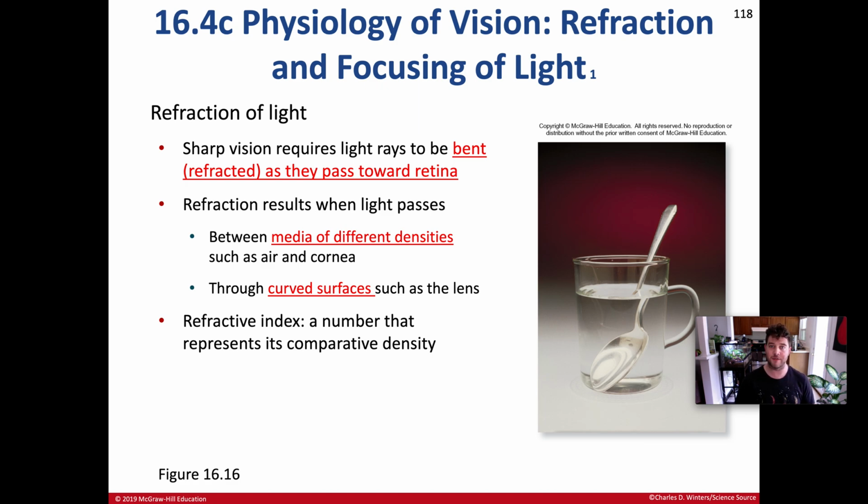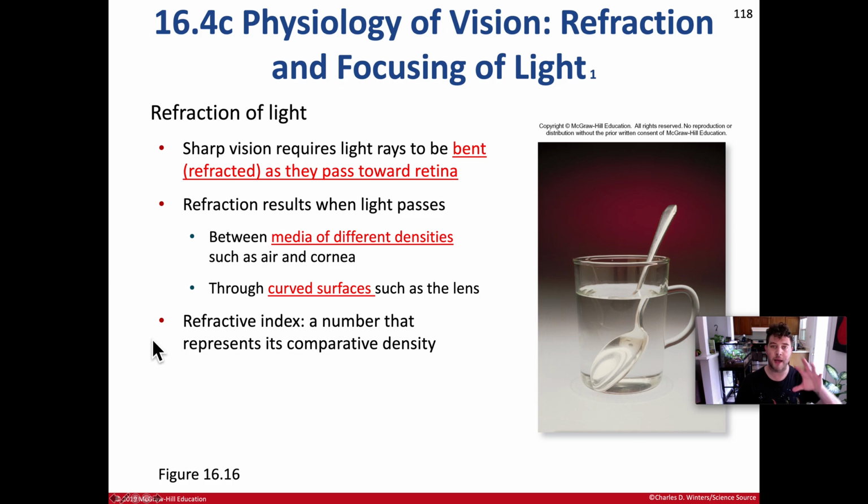All right, let's go ahead and finish up chapter 16. So we ended the last one with the structure of the eye. Now we're actually going to get into the physiology of vision and how sight works. So starting with refraction of light. Sharp vision requires light rays to be bent or refracted as they pass towards the retina. So refraction results when light passes between media of different densities, such as the air and the cornea, that outer structure of the eye, or through curved surfaces, such as the lens, the more internal structure.